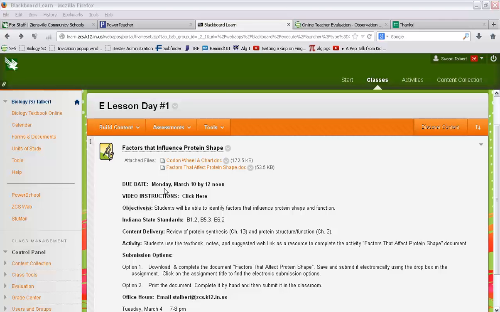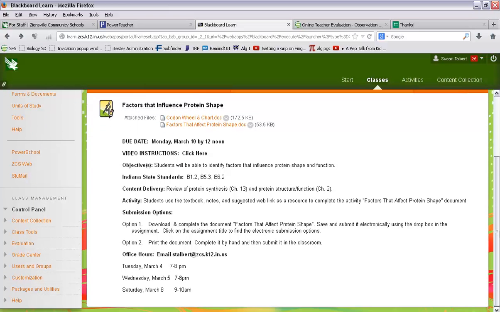The assignment is due on Monday, March 10th. And you have a couple of options about how to submit the assignment once you are finished. You can, of course, save it to your computer and then upload it as an attached file. Or the second option is if you've chosen to print the document and complete it by hand, just carry it in and give it to your teacher.